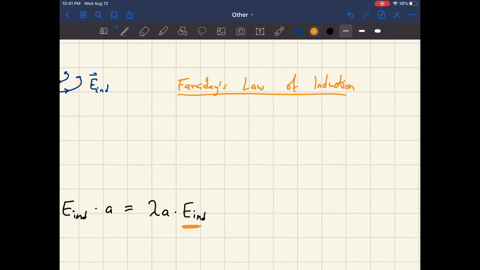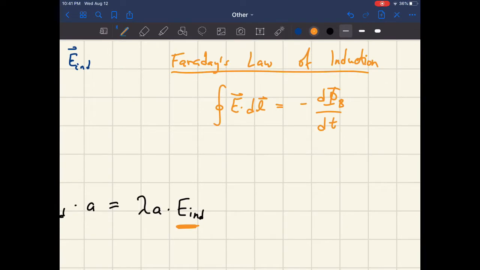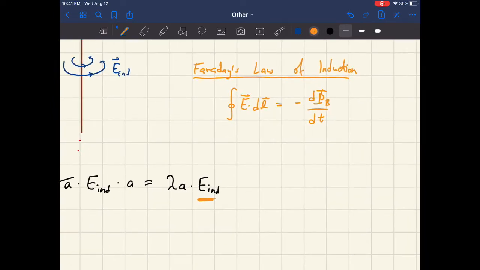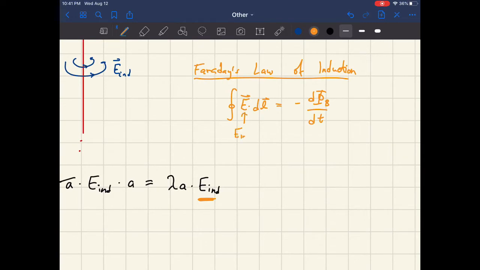This states that the integral of the electric field dot dl is equal to negative d phi B dt. What it's stating is that this line integral of the electric field is equal to the negative derivative of the flux of the magnetic field. We can prove it, but we'll save that proof for another day. We'll just apply this. This is exactly what E induced is.